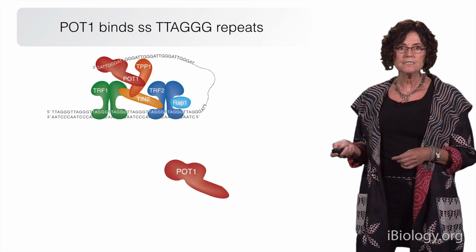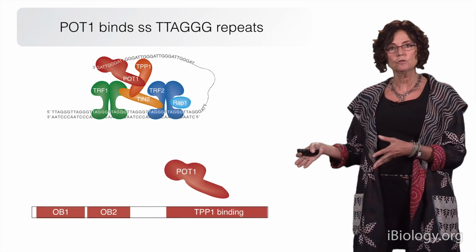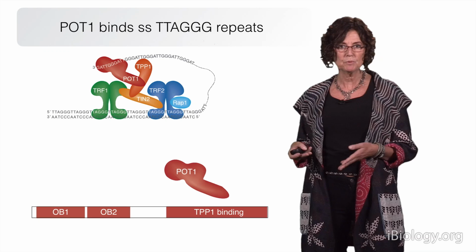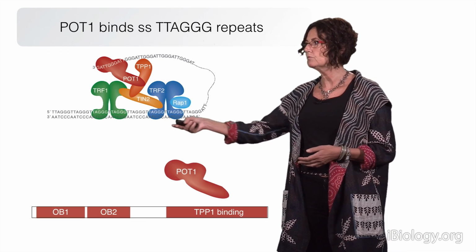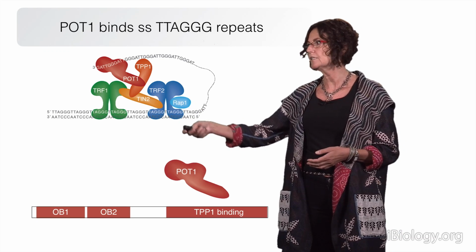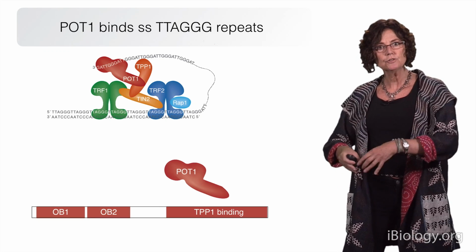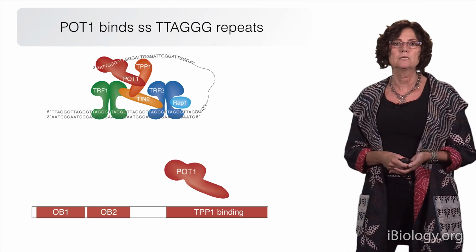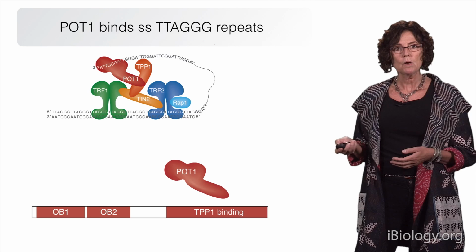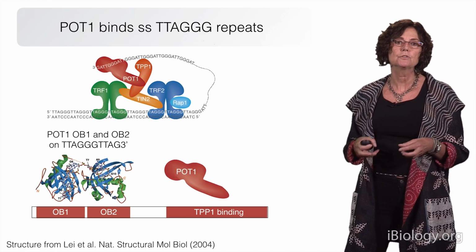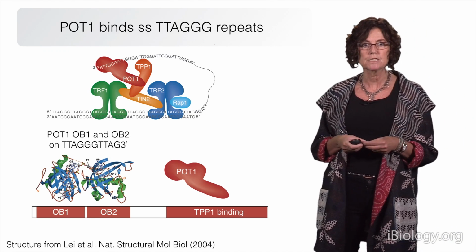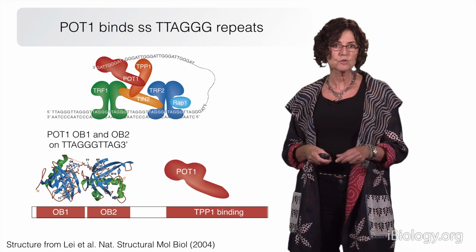Pot1 is also a fairly simple protein. It has a C-terminus with which it binds to TPP1, and TPP1 recruits Pot1 onto the telomere by binding to TIN2, which binds to TRF1 and TRF2. And Pot1 has in its N-terminus two DNA binding domains that are very good at binding single-stranded DNA.